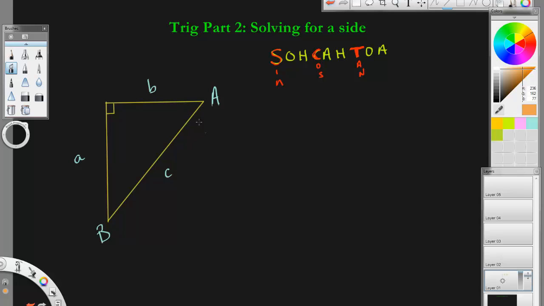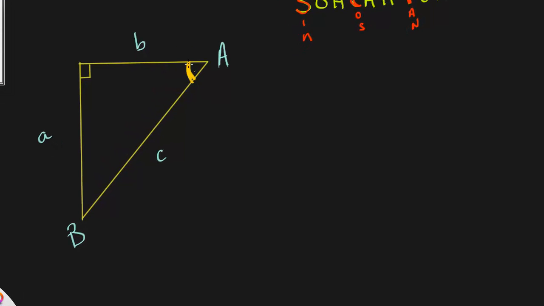So let's review with this triangle right here. Let's say that I had this angle here, and I ask you what side, little a, little b, or little c, is the opposite side. Well, the opposite side from this angle would be a. Okay, it opens up to this opposite side here. This angle opens up to it.